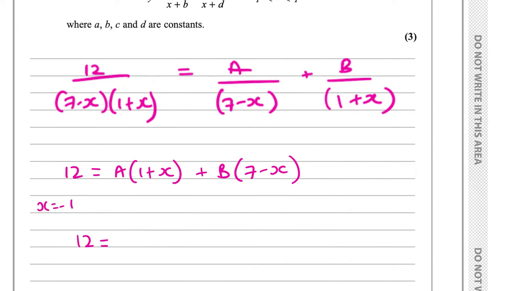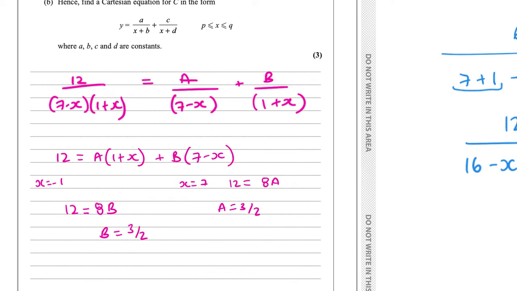So, let x equal negative 1. I get 12 equals 8b. So, b equals 12 over 8. 6 over 4, 3 over 2. Perfect. Okay, and then when x equals positive 7, I get 12 equals 8a. Do they both equal 3 over 2? Oh, wow. Okay. So now, I'm going to have 3 over 2 lots of 7 minus x plus 3 over 2 lots of 1 plus x.